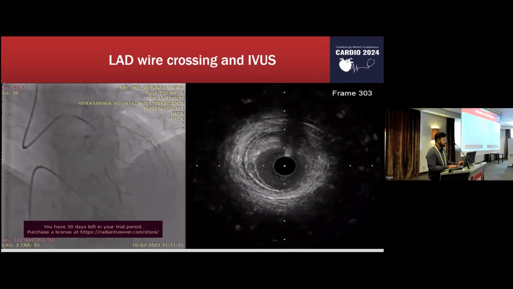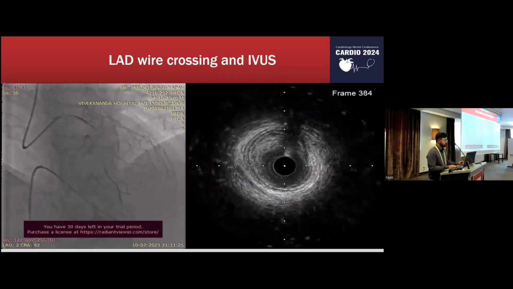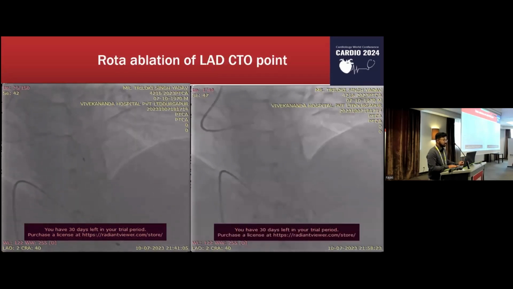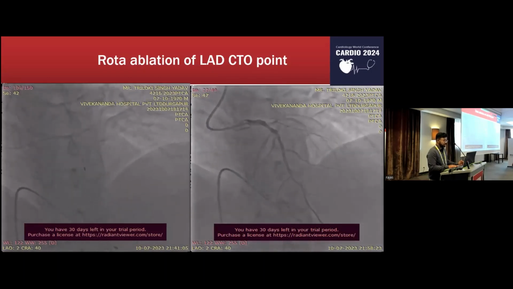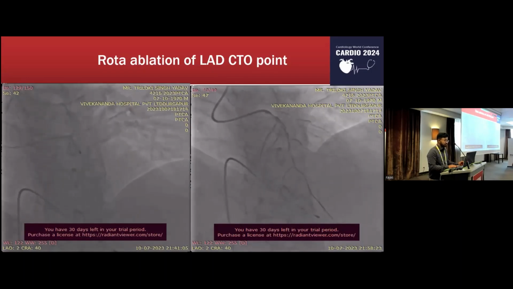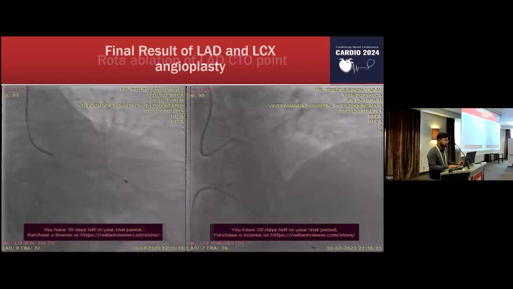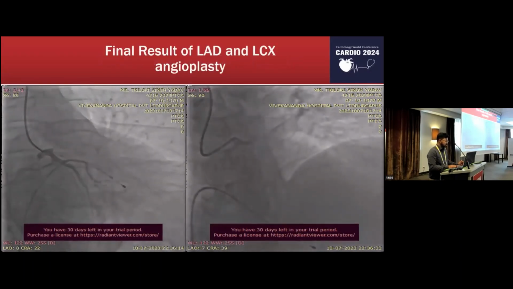You can see the rotablation on that screen. Rotablation of the left anterior descending artery. After rota, you can see a little bit of improvement in the flow. However, it is not satisfactory yet.